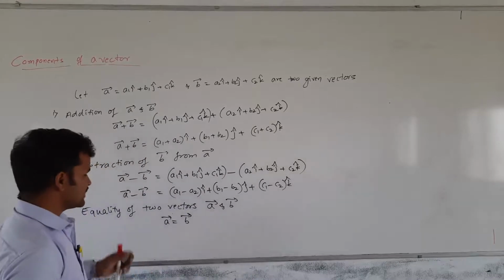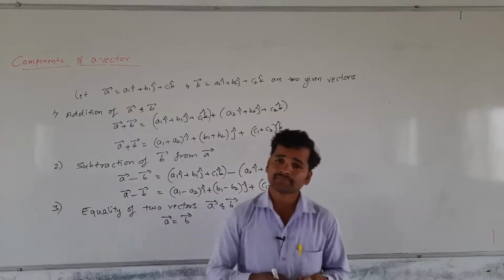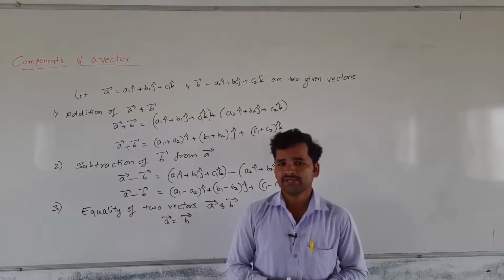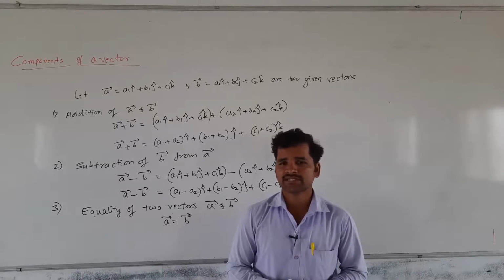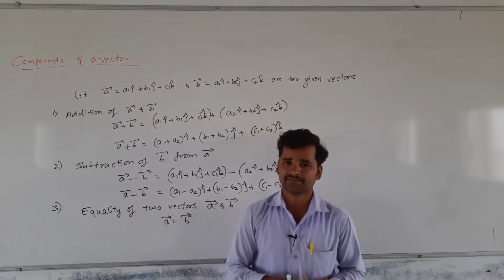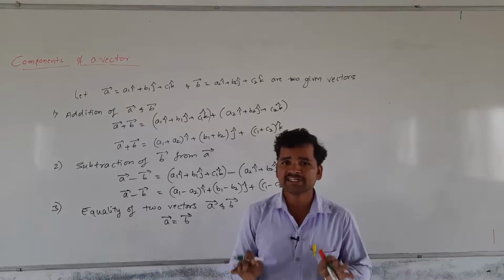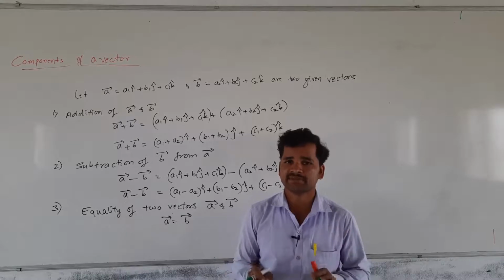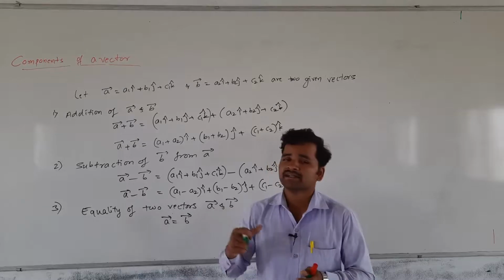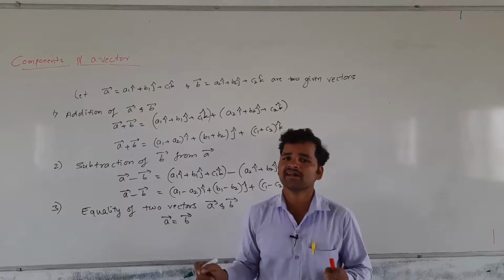Only then, if all the corresponding components are equal, will we have the magnitude and direction of those two vectors equal. Already we know the definition of equality of two vectors. Two vectors are equal only when their magnitudes are equal and their directions are equal. Here, in component form, that condition has to be satisfied. To satisfy that condition, the vectors should have the same components. Then only they are equal.